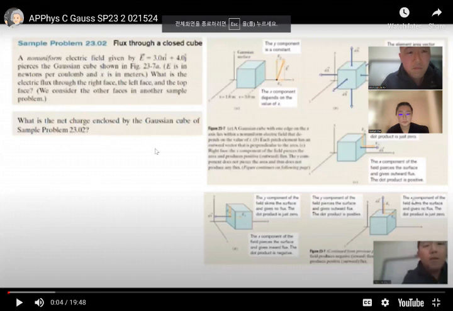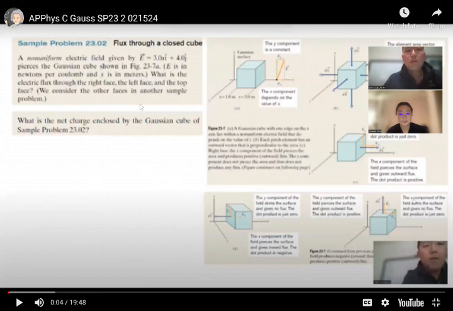23.02. Okay, this is the sample problem 23.02 for Gauss's law. So let me show you this video and a couple of sample problems, then I'll move on to the next chapter. So, the closed Gaussian cube.